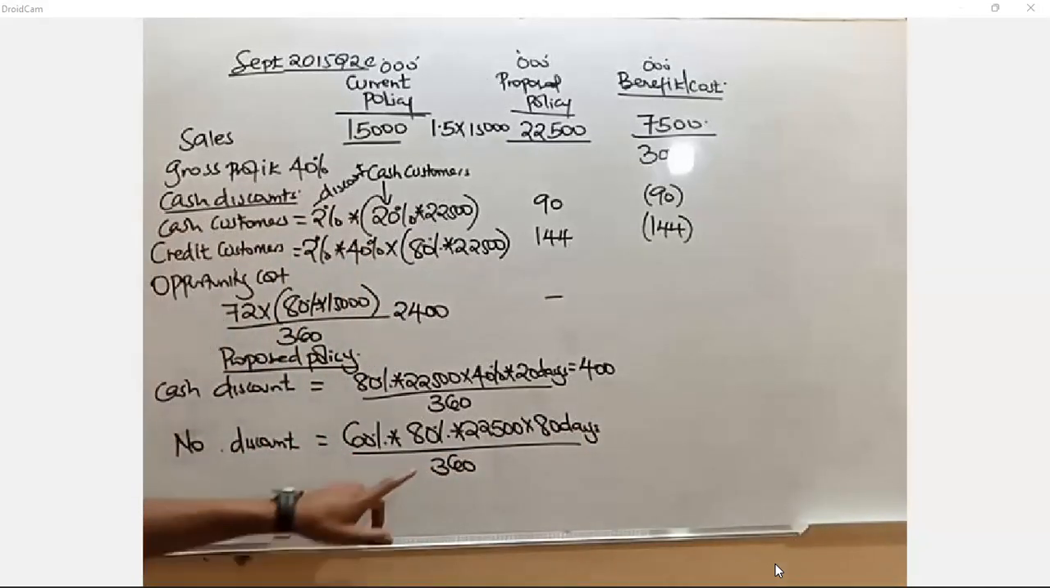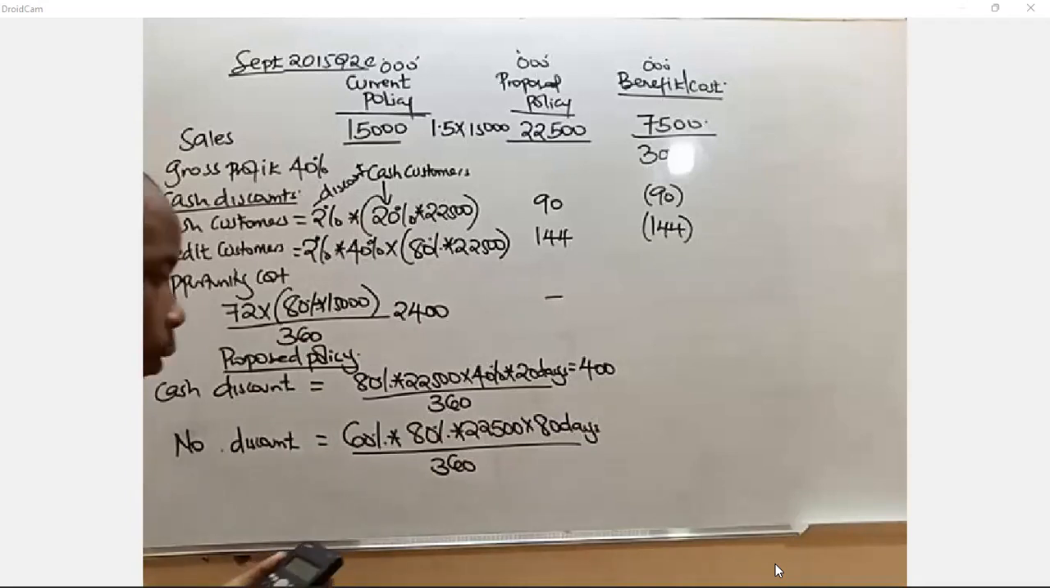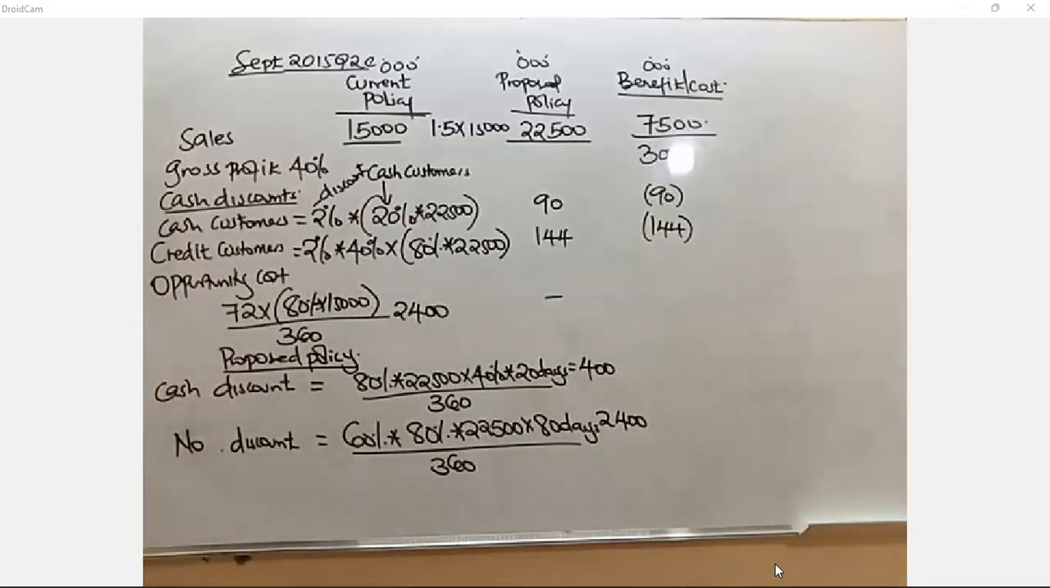Once we multiply with 80%, you are going to be getting the annual credit sales, right? The 60% will be the remaining portion because 40% will be enjoying the cash discounts. So 60% of that times 80 days because it's the new collection period. So it will be 0.6 times 0.8 times 22,500 times 80. Then we divide by 360, getting 2,400.